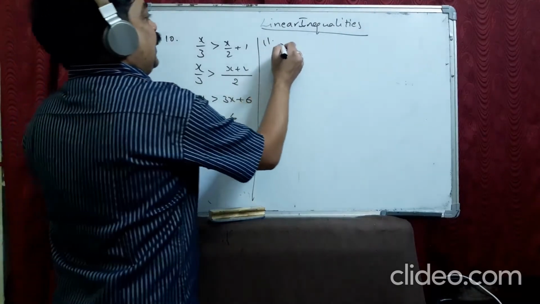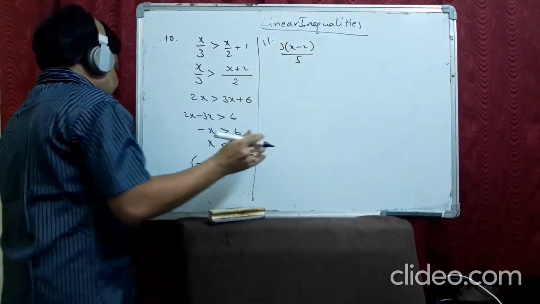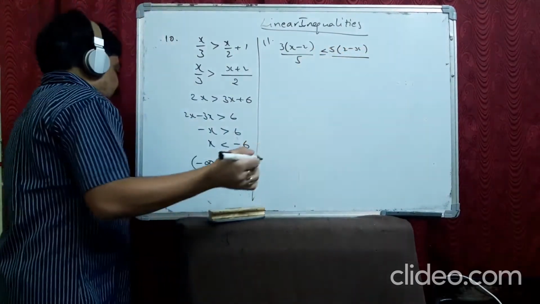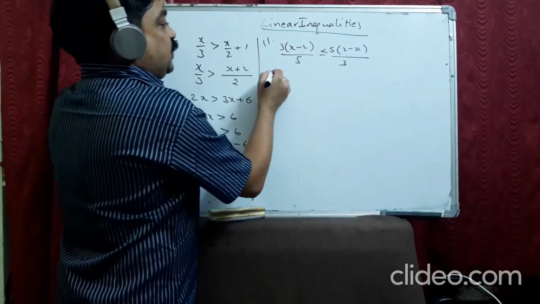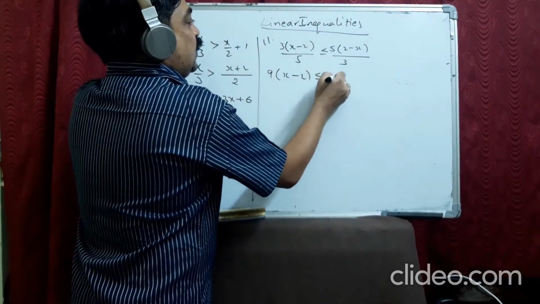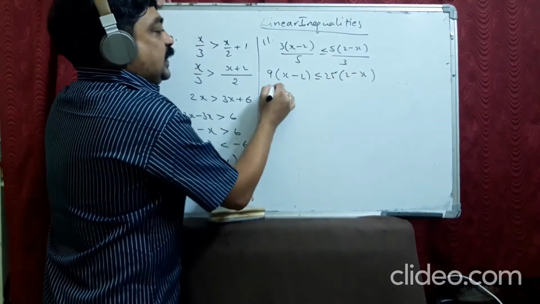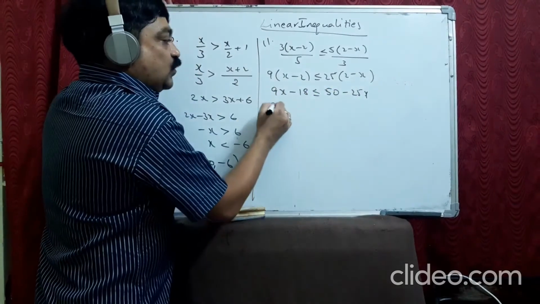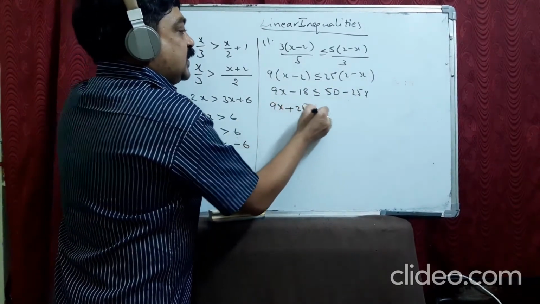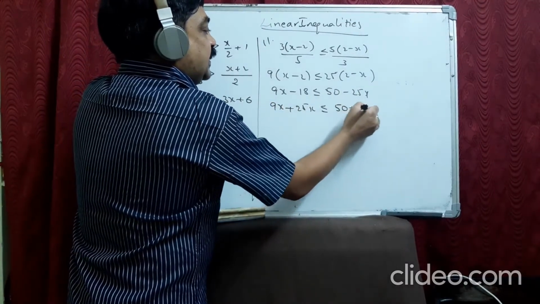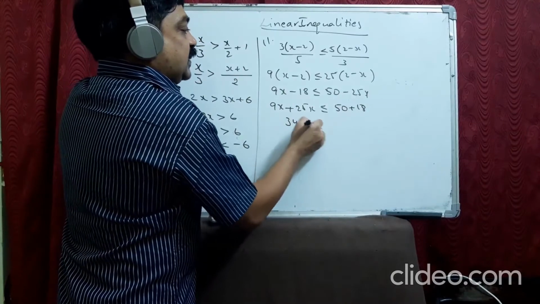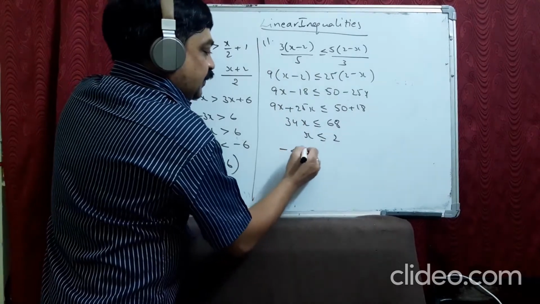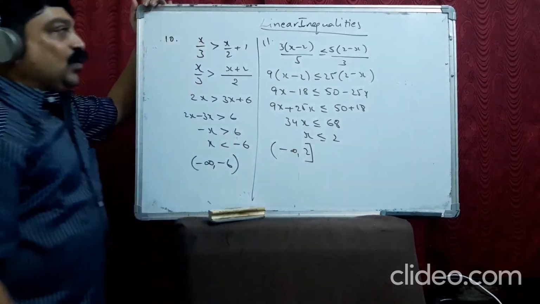11th one. 3 into x minus 2 by 5 less than or equal to 5 into 2 minus x by 3. Cross multiply, it becomes 9 into x minus 2 less than or equal to 25 into 2 minus x. 9x minus 18 less than or equal to 50 minus 25x. Bring all x's to one side. 9x plus 25x less than or equal to 50 plus 18. So it becomes 34x less than or equal to 68. x is less than or equal to 2. That means from minus infinity to 2, close interval for 2. Okay.